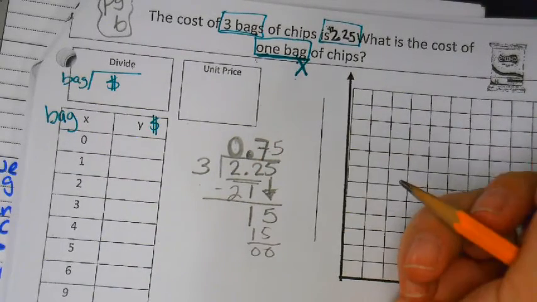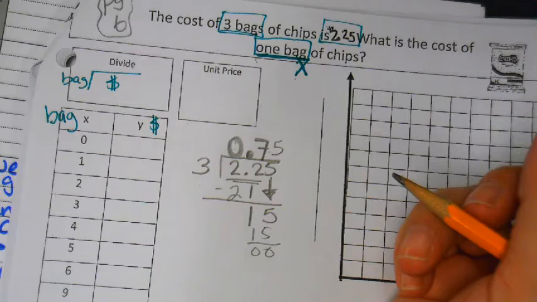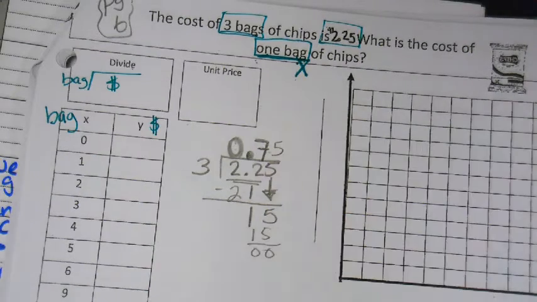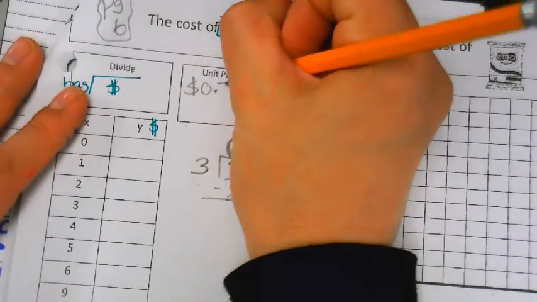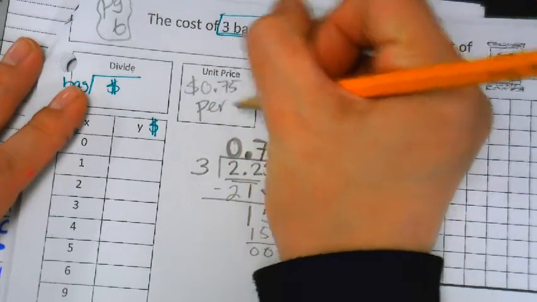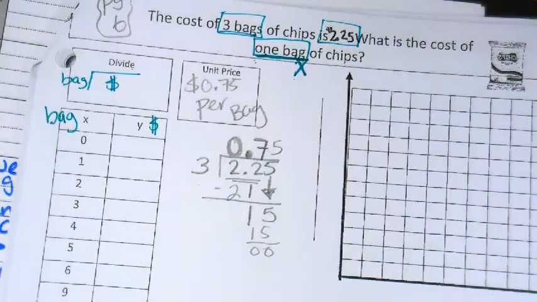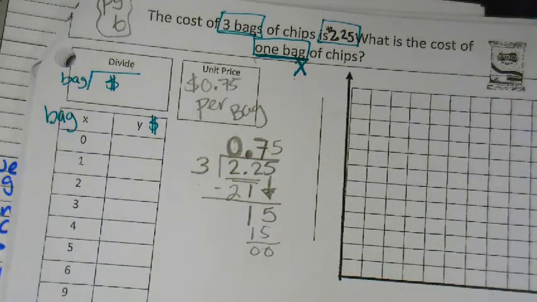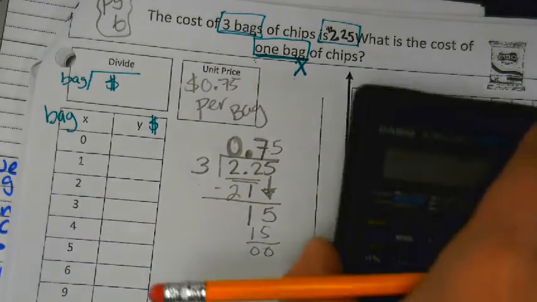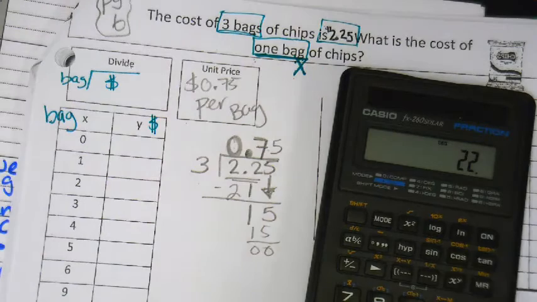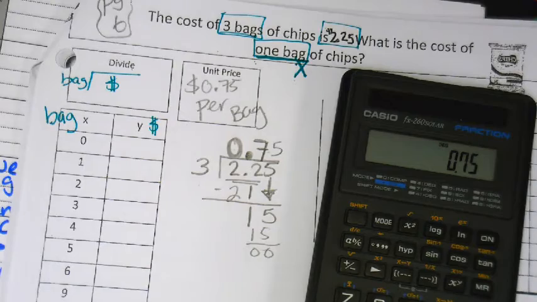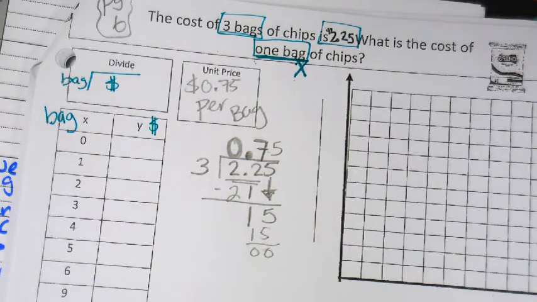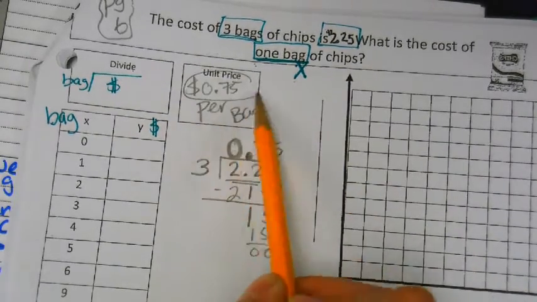Okay, so this is called our unit price. 75 what though? Cents per. Good. So 75 cents per bag. And we did some long division. If we had a calculator, we would just plug in. What number do I type in first? 225 divided by 3. We got it right? 0.75. All right. Does anybody know where this number, the 0.75, goes in my table?